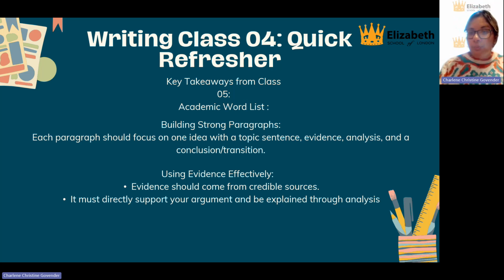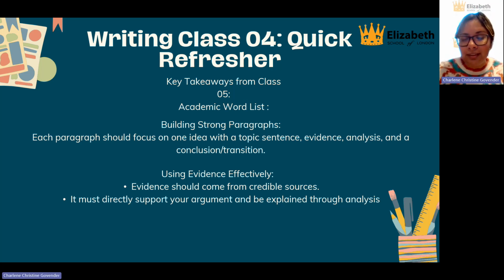We also looked at how to build a strong paragraph. Now, when you are writing in your assignments or your reports, having effective paragraphs is paramount to achieving your goals. Okay, so we looked at what should go into a strong paragraph. Each paragraph should focus on just one idea. It should have a topic sentence. Generally, your topic sentence is at the start of your paragraph. Then you would continue with providing evidence to support that relating to your topic sentence, and then you do an analysis of that evidence.